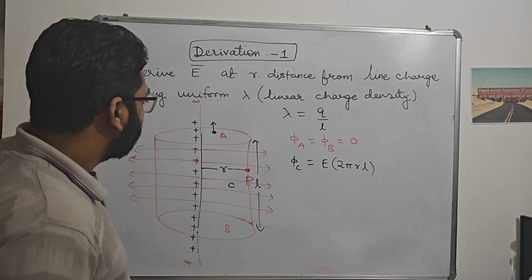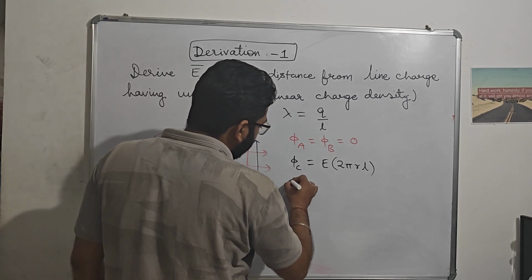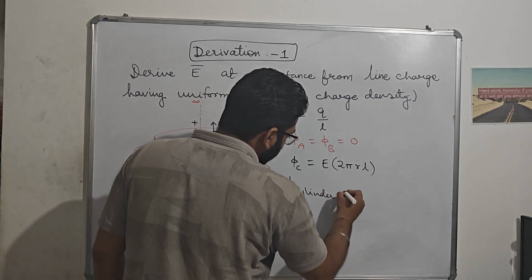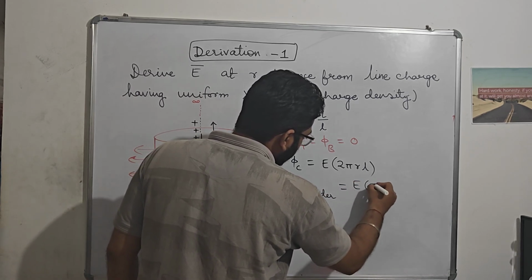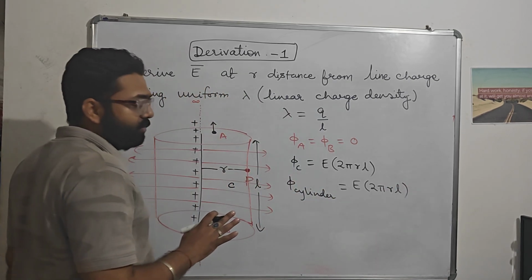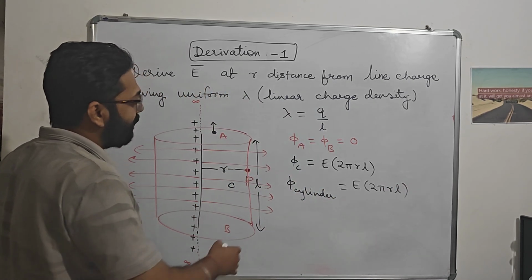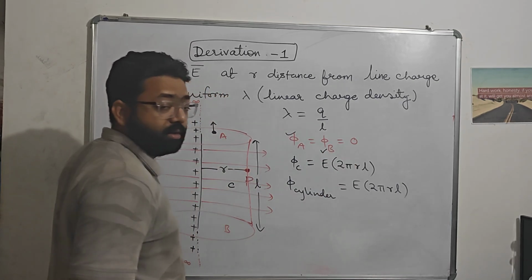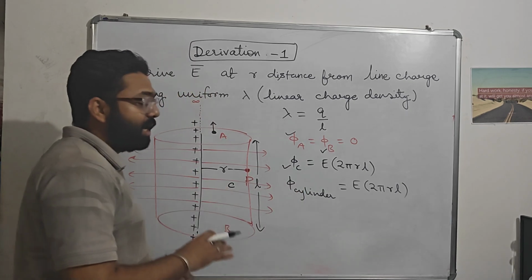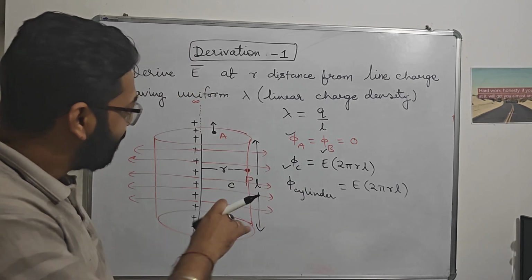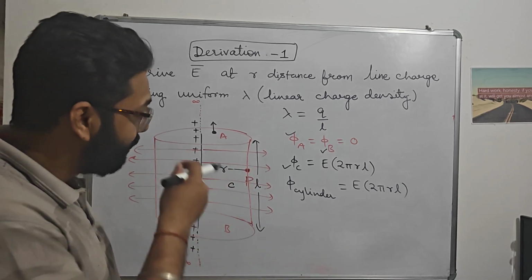Okay, so the total flux through the cylinder is very simple, it is E into 2 pi r into L, because you will add the flux through surface A, flux through surface B, flux through surface C, that will give you the sum total of flux through the cylinder. So that is going to be E into 2 pi r into L.